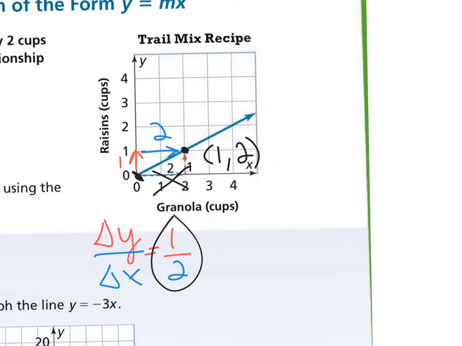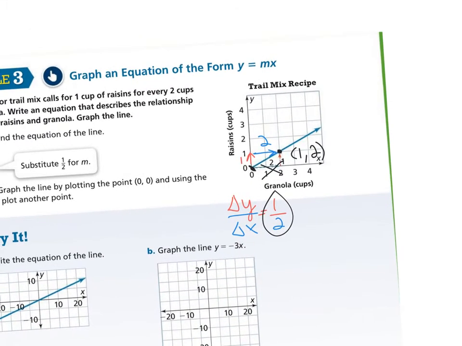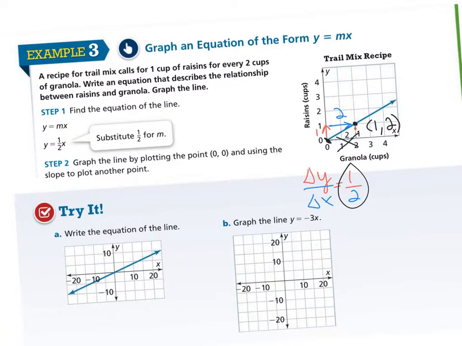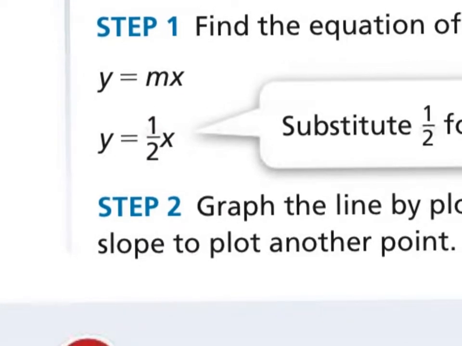It does go through (0, 0). It is proportional. So kind of like we talked about, we had that y equals kx lesson with our constant of proportionality. It's the same idea. Our slope is the same as our constant of proportionality here. And so the equation instead of y equals mx would be y equals 1/2 x.